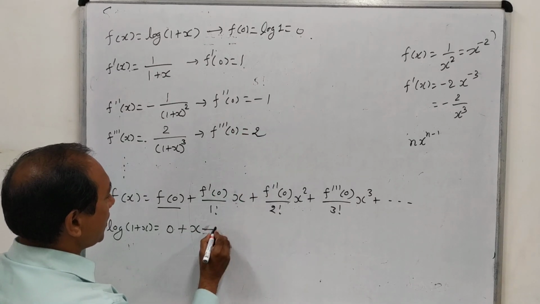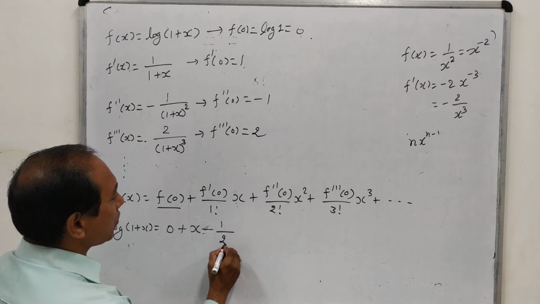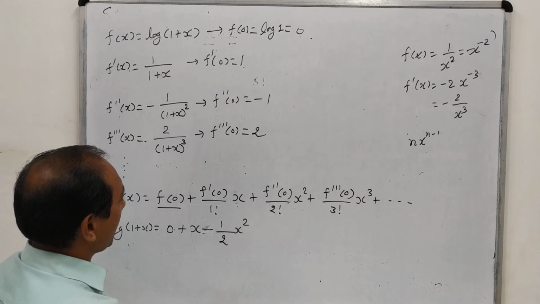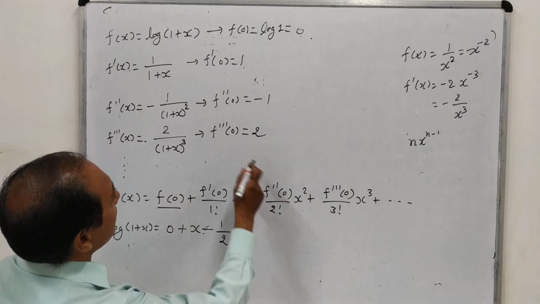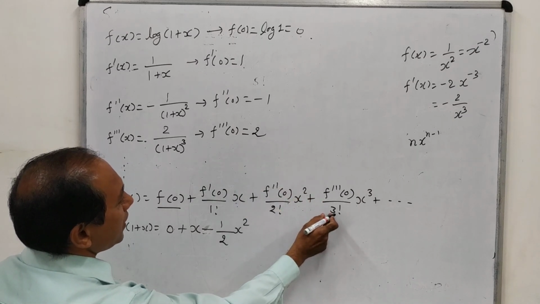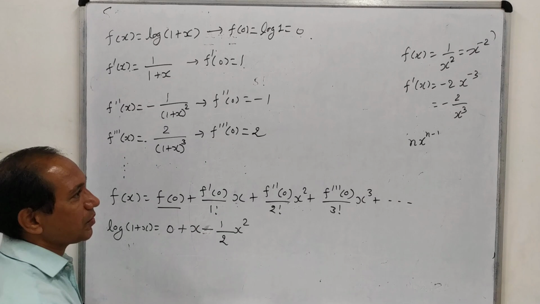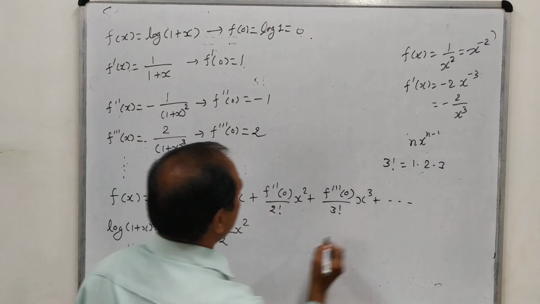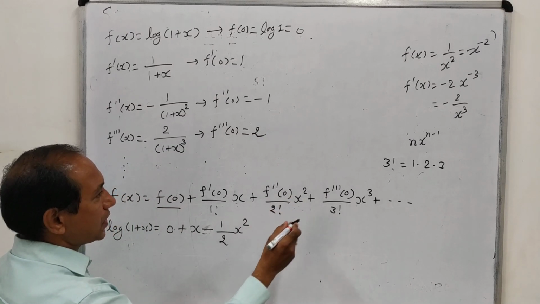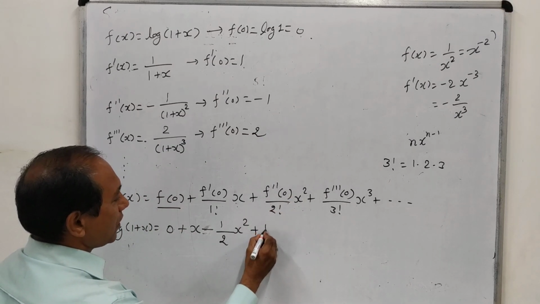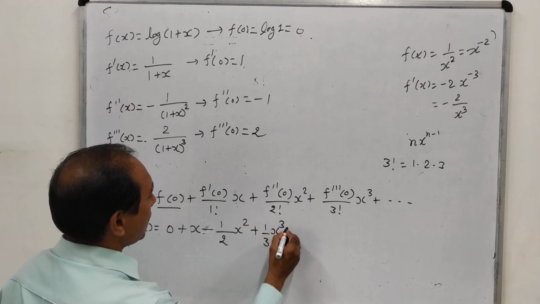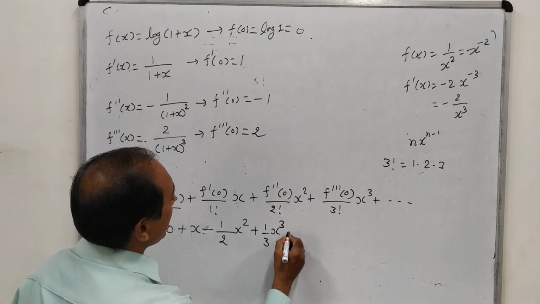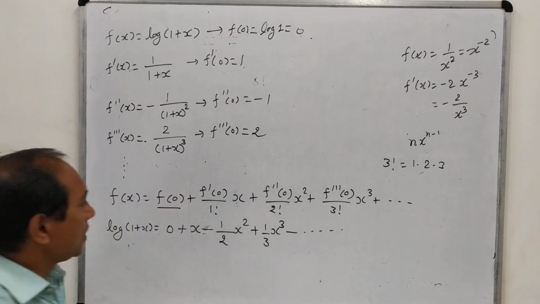So here it is minus 1, and 2 factorial is 2, so minus 1 half x square. And f triple dash 0 is 2, so 2 by 6. 3 factorial is 6, you must be knowing, 3 factorial is nothing but 1, 2, 3. So 2 by 6 means 1 by 3, so 1 by 3 x cube. Okay? And similarly we can obtain the other values if we require.